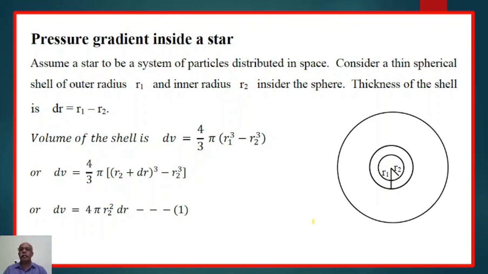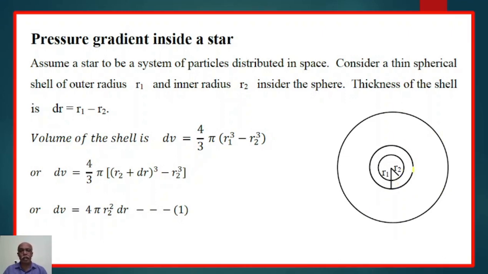Let us consider a thin spherical shell. You can see here this is the spherical shell. The outer radius of the spherical shell is R1 and the inner radius is R2. This spherical shell is inside the star, which is spherical in shape. The thickness of this spherical shell is therefore dr, which is equal to R1 minus R2.